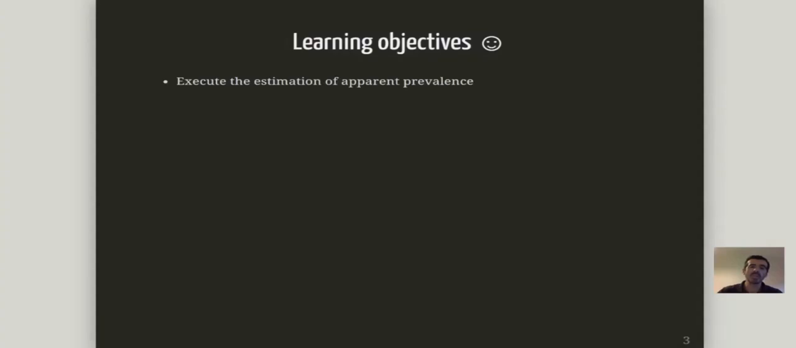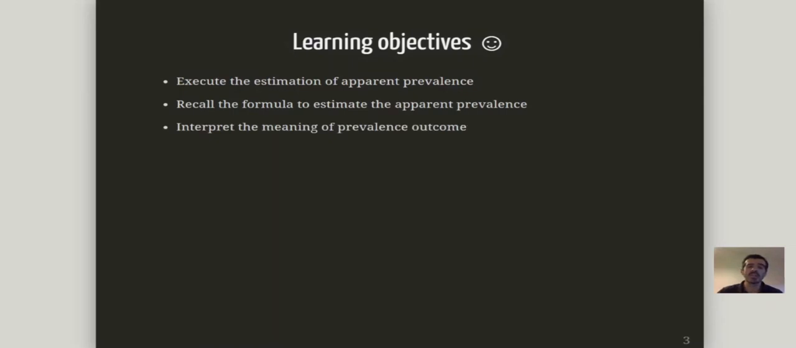So what are the learning objectives? By the end of this lecture, you should be able to execute the estimation of the apparent prevalence. You will also recall how to calculate the apparent prevalence, and you will be able to interpret the point estimate of this apparent prevalence.